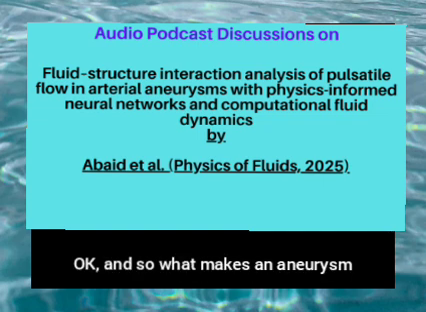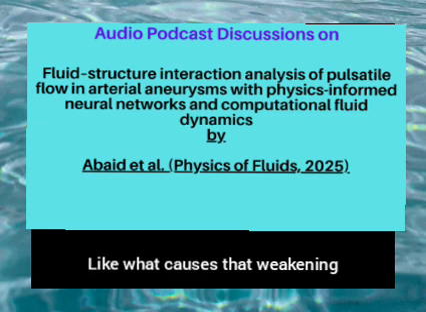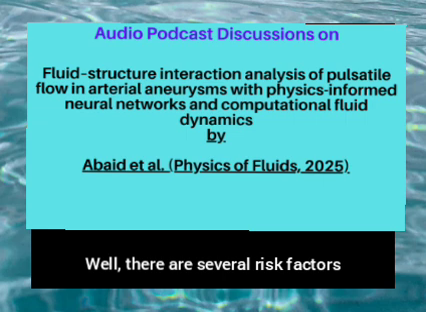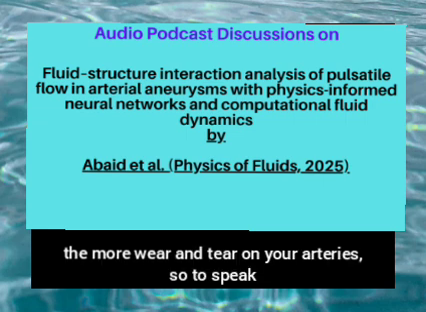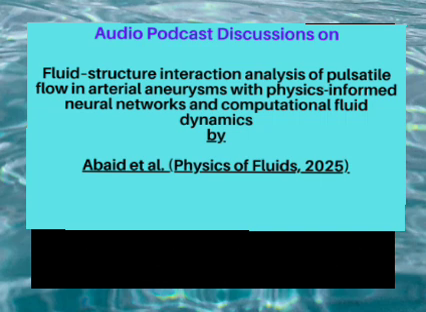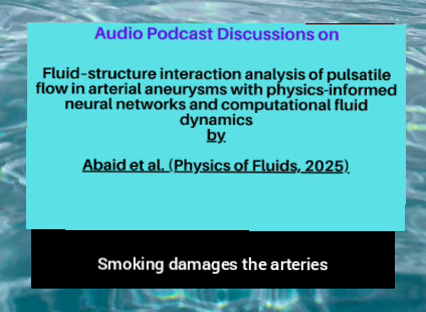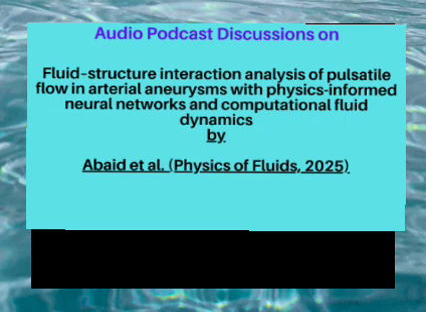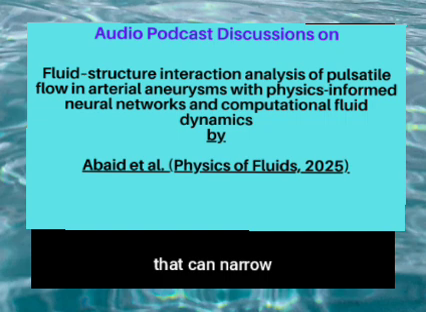Okay, and so what makes an aneurysm form in the first place? Like, what causes that weakening? Well, there are several risk factors. Age is a big one. The older you get, the more wear and tear on your arteries, so to speak. High blood pressure is another culprit because it puts constant stress on the vessel walls. Smoking damages the arteries and can also contribute. And then there's the buildup of plaque from things like high cholesterol that can narrow and weaken the arteries. Yeah, the usual suspects there.